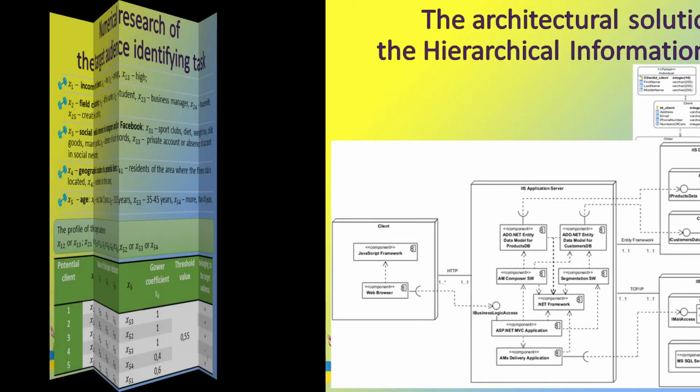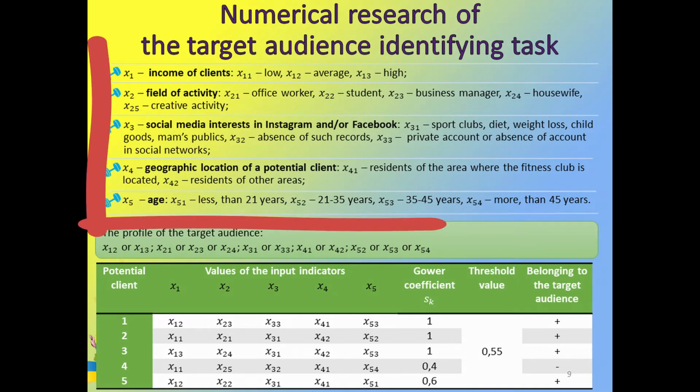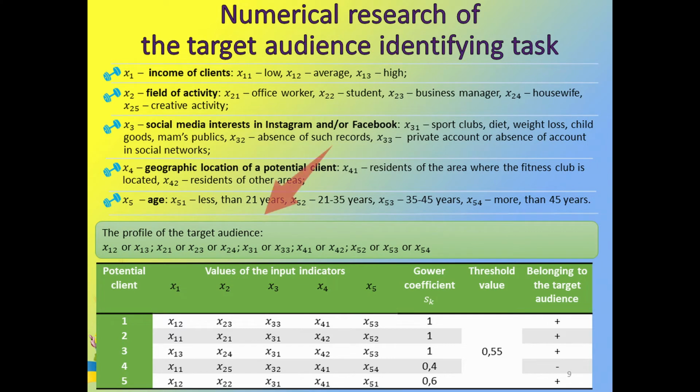To check the performance of the developed information system, 3 tasks have been solved to promote and use sports club services such as aquaerobics: the target audience identification task, the customer segmentation task, and the management task of targeted advertising. The target audience has been determined based on the database of the club's clients and among users of the social networks Instagram and Facebook. The aforementioned marketing research determined the set of indicators for identifying the target audience. Then the management of the fitness club created the profile of the target audience.